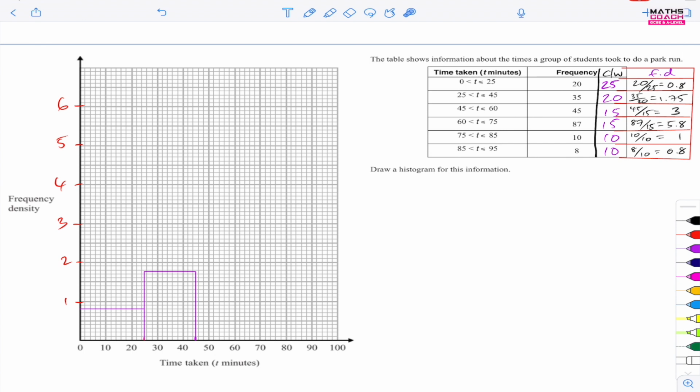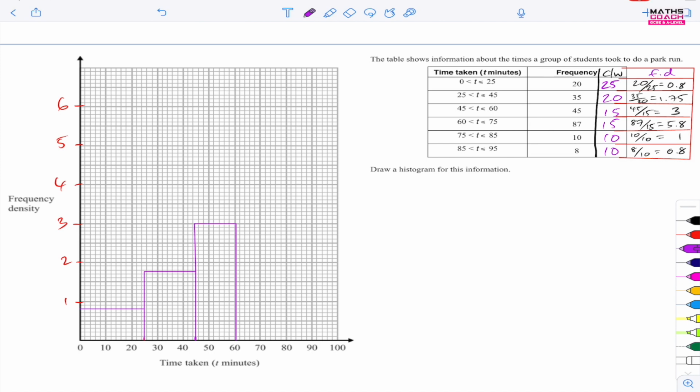Right, now, what do we have? We've got 3, and it goes from 45 to 60. So 45 to 60, and it goes up to 3. So this is just straightforward like that. Okay, so 45 to 60, up to 3, go across, and come down.